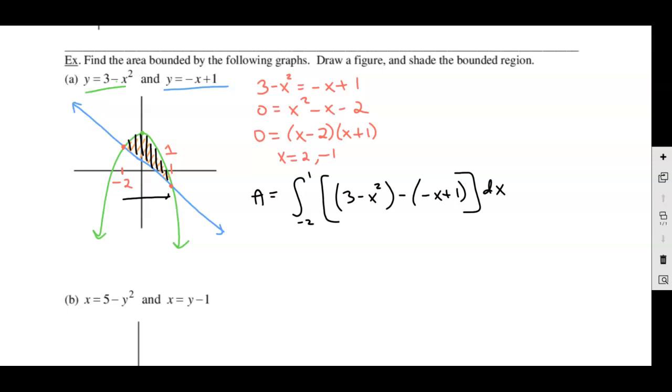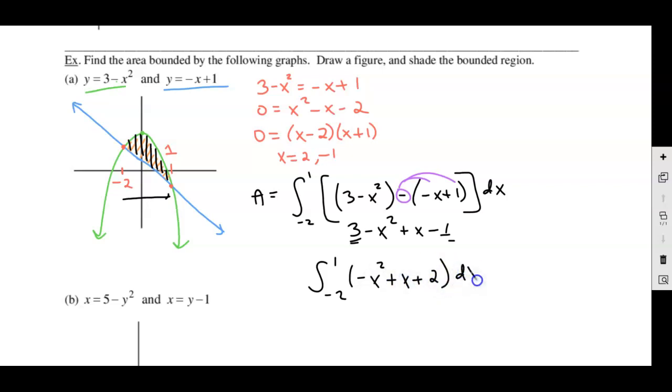Let's take this negative, and then let's distribute it. So distribute that, and then let's see what we have. We're going to have 3 minus x squared minus negative, so it's going to be plus x minus 1. And then let's combine, right? That and that are going to combine. And so I'm going to have this integration from -2 to 1 of -x squared plus x plus 2.